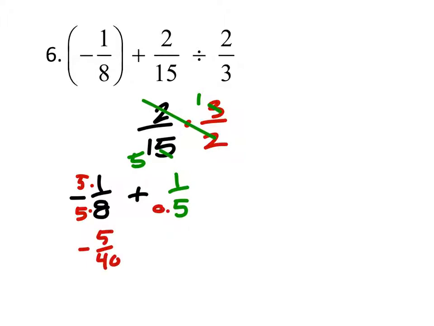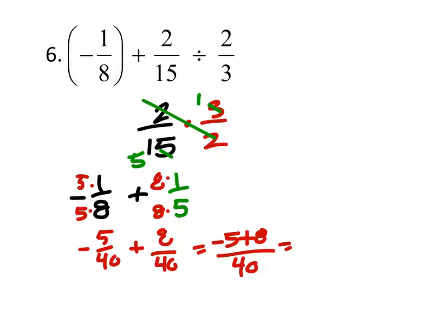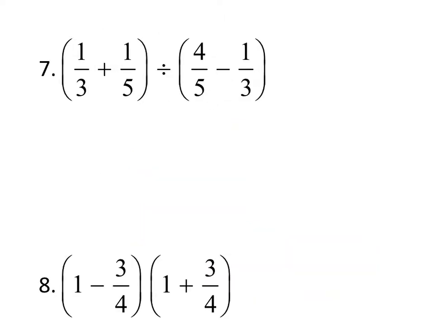And the 5 by 8 and the 1 by 8, giving us plus 8/40. So when I combine these, I've got -5 plus 8, which would be 3/40. That's it. So 7 just gives us parentheses here, so we'll have to do those first.